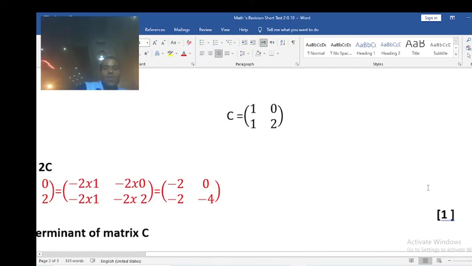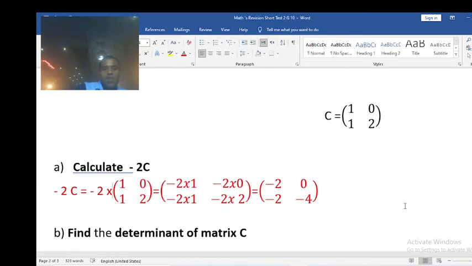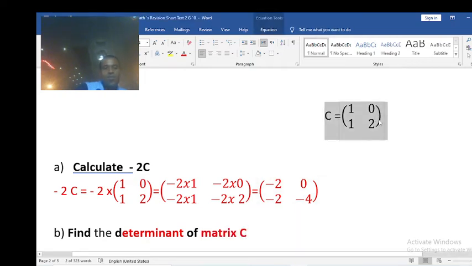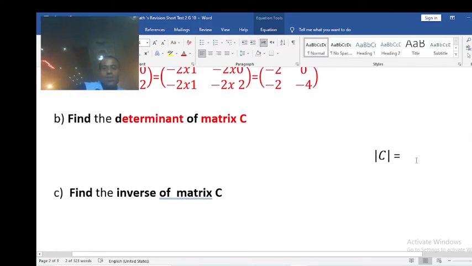Now we'll move to the next one. The question is dealing with the determinant of the matrix. Find the determinant. The keyword is determinant. This is the keyword, and also what is given is a matrix C. Your matrix, learners, is that. Copy. I will try to find the determinant.